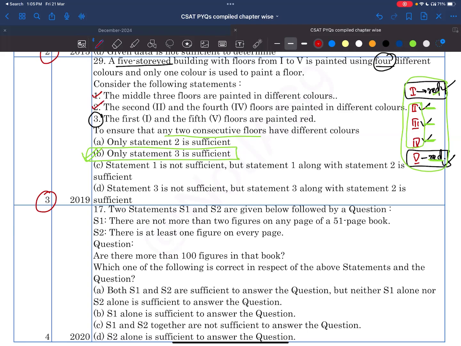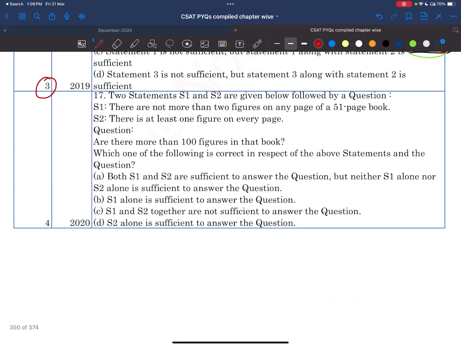Now let's come to statement 2. The second and fourth floors are painted in different colors. Let's take blue here and red here. So there is a possibility that we can paint red here, so consecutive floors are not the same. Even statement 2 is not sufficient. So only statement 3 is sufficient to say that all the floors are painted with different colors consecutively. Now let's go to the fourth question.